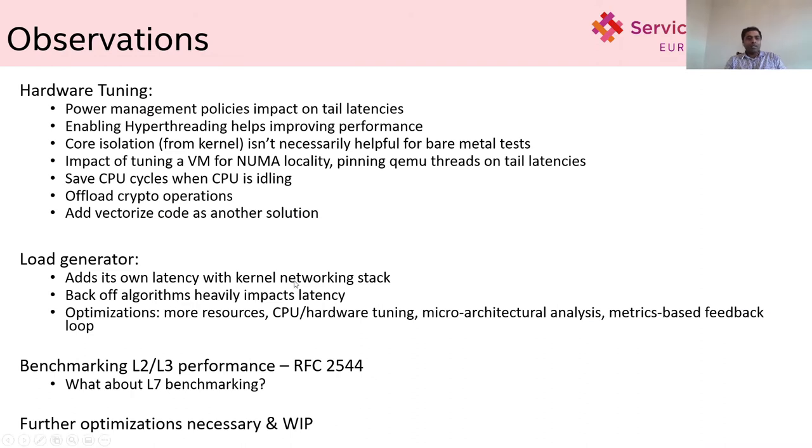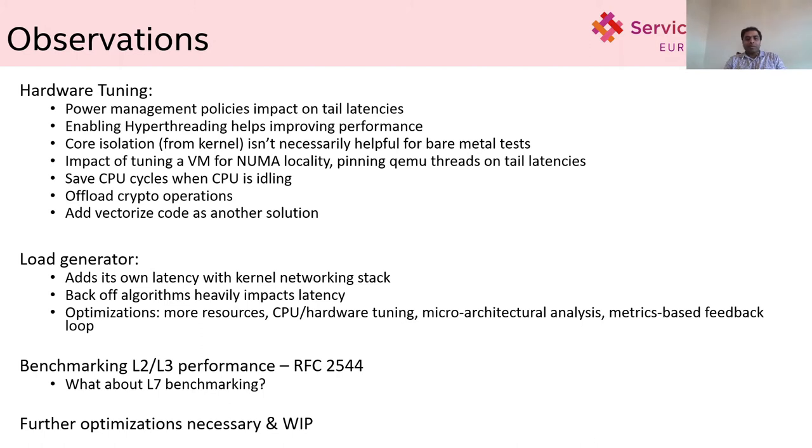A few observations. On hardware tuning, a lot of things could be done. For example, power management policies. A simple thing to do is turn off all power management options. However, we found that depending on the P-state and C-state config, they have a good impact on tail latencies. Enabling hyperthreading improves performance. Core isolation isn't necessarily helpful, for example in some of the cases we described earlier with bare metal tests.